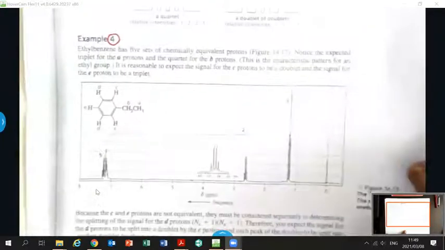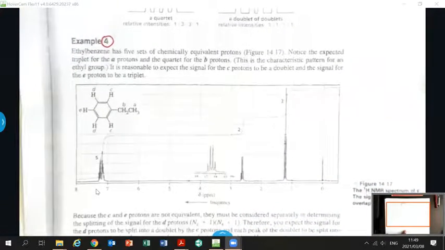The next example that I want to show you involves an aromatic ring.